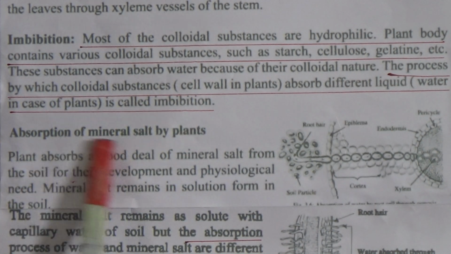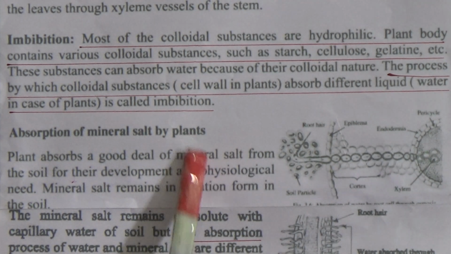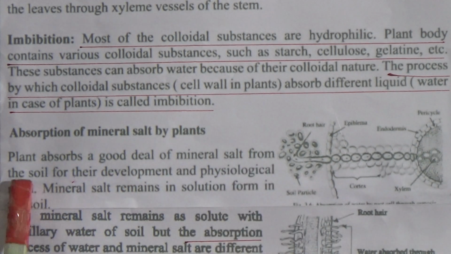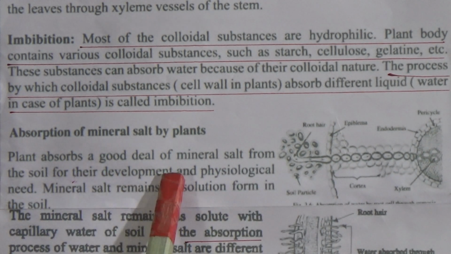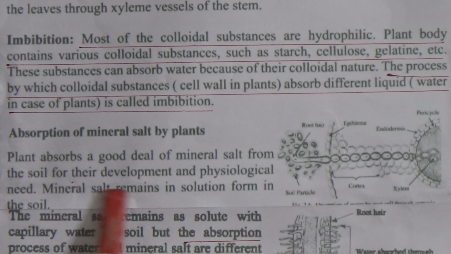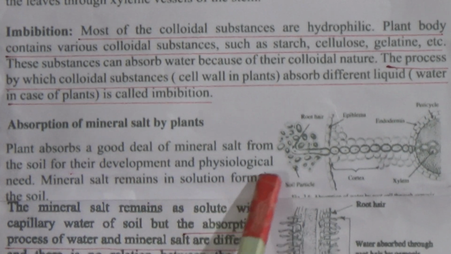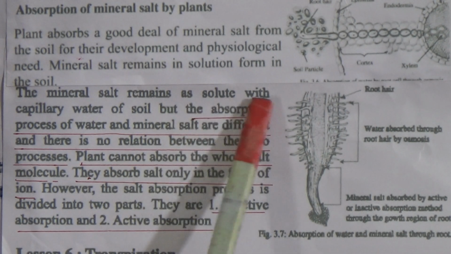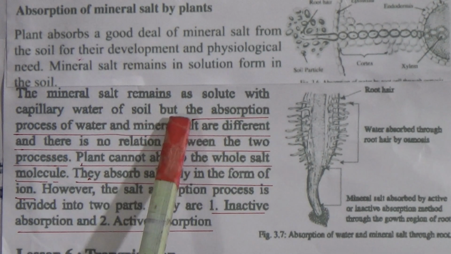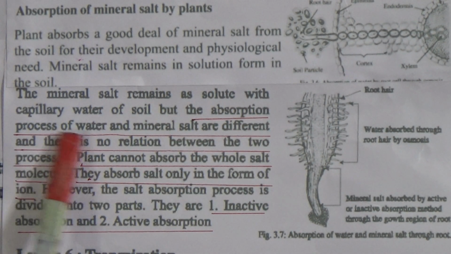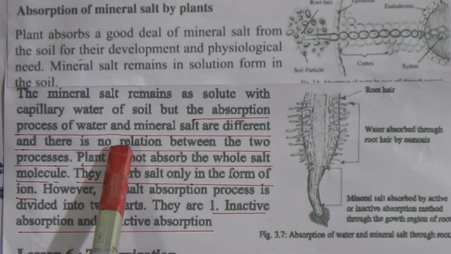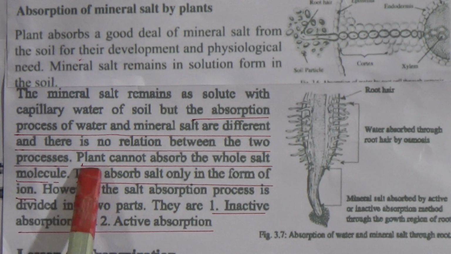Now, absorption of mineral salt by plants. Plants absorb a good deal of mineral salt from the soil for their development and physiological needs. Mineral salt remains in solution in the soil. The mineral salt remains as solute with the capillary water of the soil, but the absorption processes of water and mineral salt are different and there is no relation between the two processes.